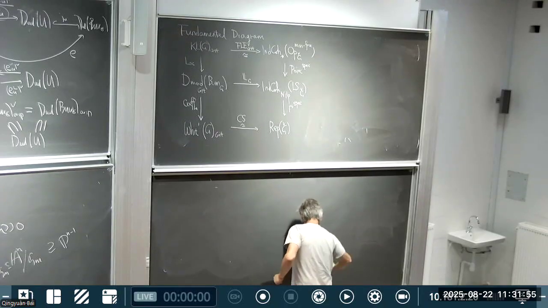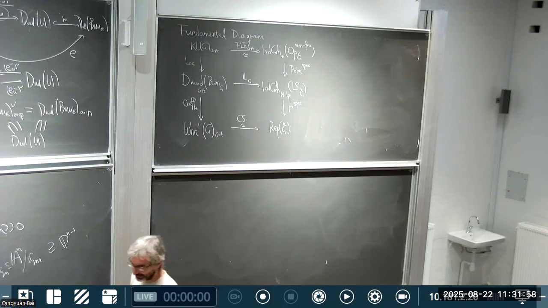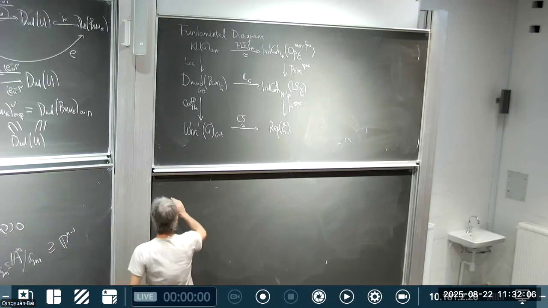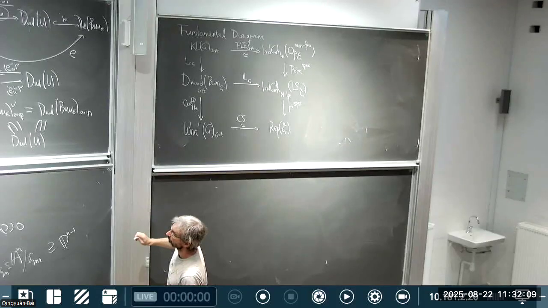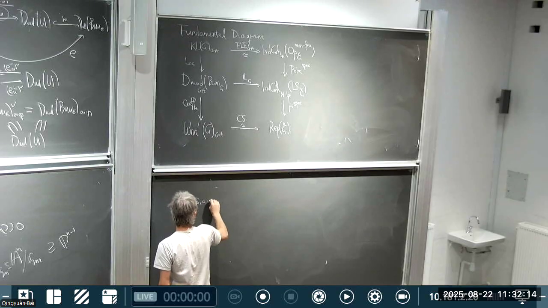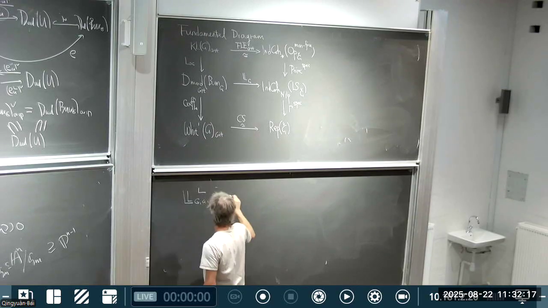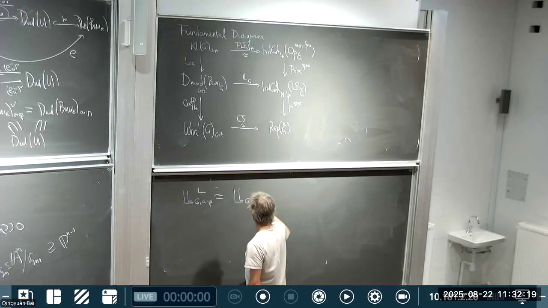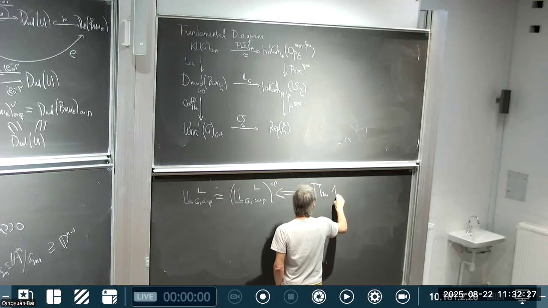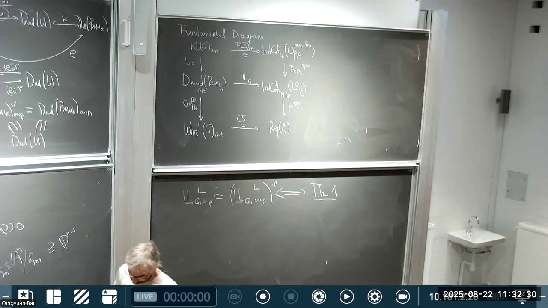But if you took the teachings to heart, this assertion is equivalent to the following. What you actually have to show is that LG cusp L is isomorphic to its own R. So this is equivalent to theorem 1. And that's what we're going to do.